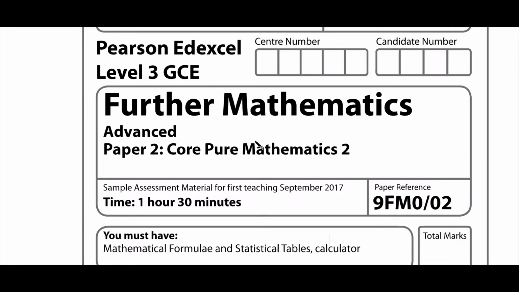Hi guys, this is the Edexcel A-Level Further Maths Paper 2, which covers the core pure maths section, and this is from the sample papers, so let's get straight into it.